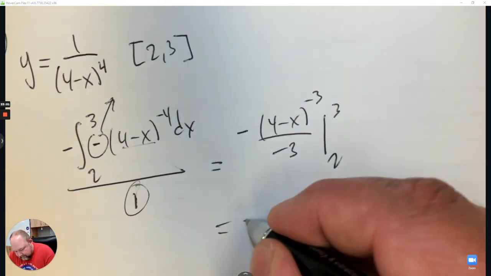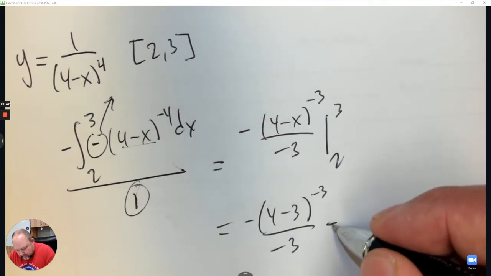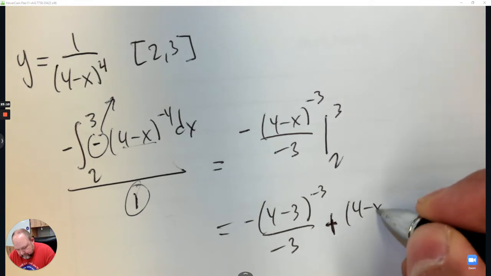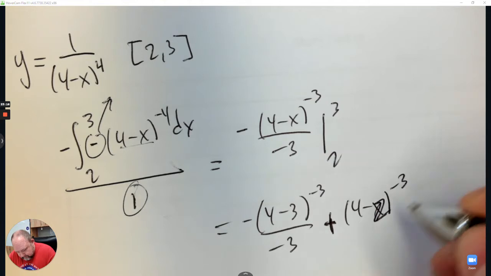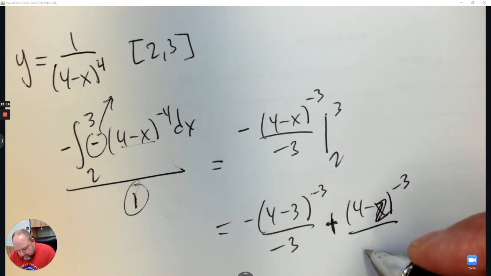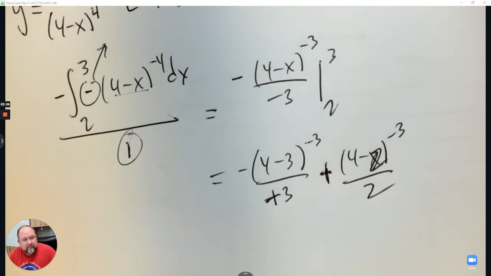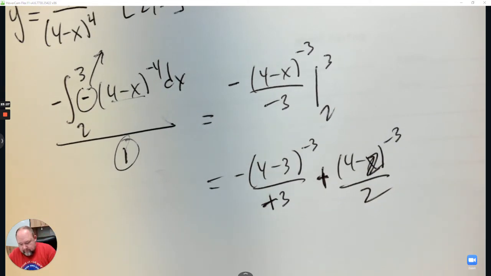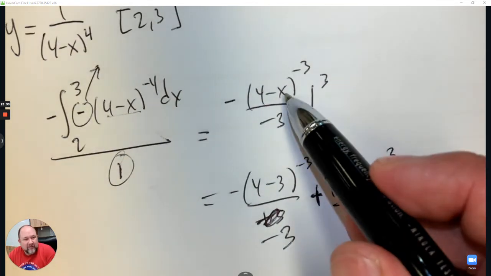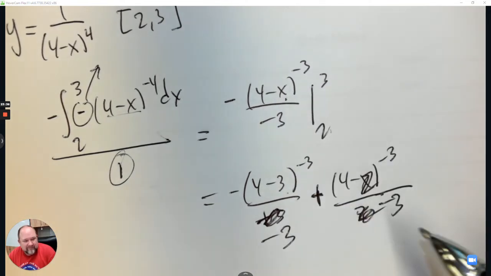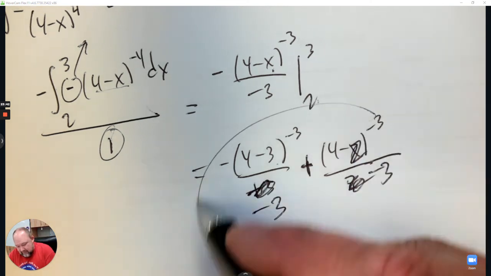And then I'm going to plug in top, subtract, plug in the bottom. And when you subtract a negative, you're adding. Oops, I got to plug in 2. So I plugged in 3, and then I plugged in 2. That's fine. If you wanted to simplify it, it's 7 over 24. I don't care. This is good right here.